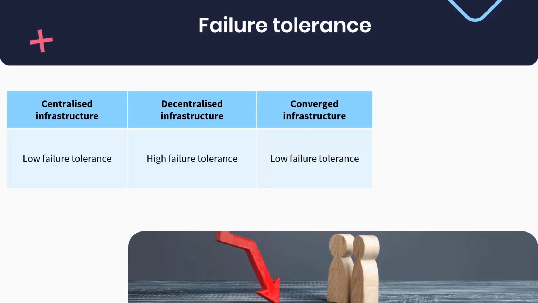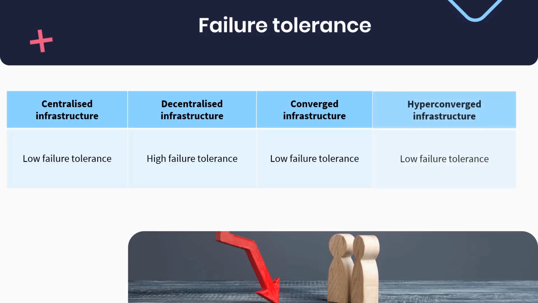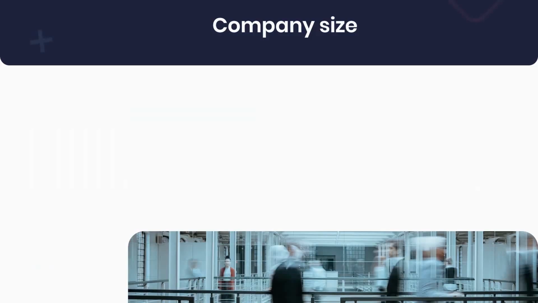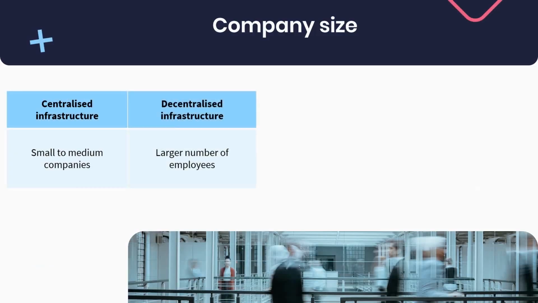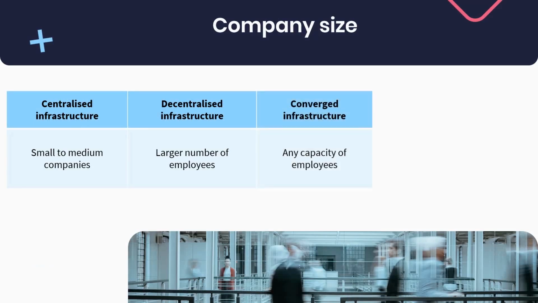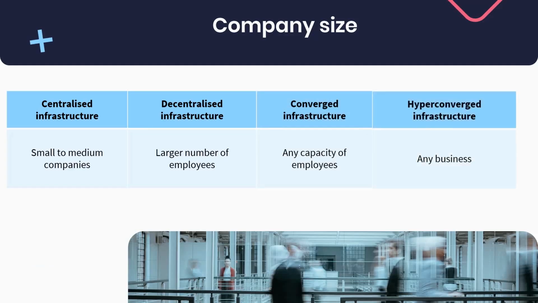Converged infrastructures have a low failure tolerance due to data replication in the system. Hyperconvergence infrastructures also have a low failure tolerance, a benefit of virtualization. If we look at company size, centralized infrastructures suit small to medium-sized companies. Decentralized infrastructure suits companies with a larger number of employees. Converged infrastructure suits any capacity of employees within the infrastructure, and hyperconverged infrastructure typically has been adopted by big businesses but suits any size of business.